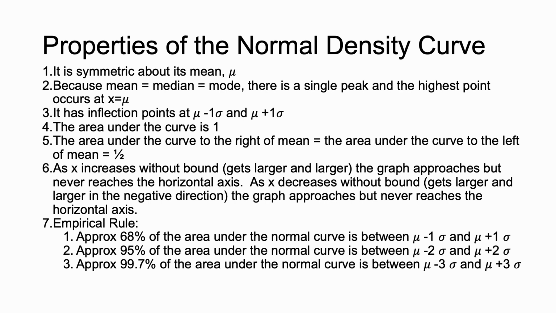As x gets larger and larger or smaller and smaller, it will come close to the horizontal axis but never touch it. And the empirical rule tells us how much area under the curve is between equal standard deviations from the mean. So plus or minus 1 standard deviation from the mean encloses 68%, plus or minus 2 standard deviations from the mean encloses 95%, and plus or minus 3 standard deviations encloses 99.7%.